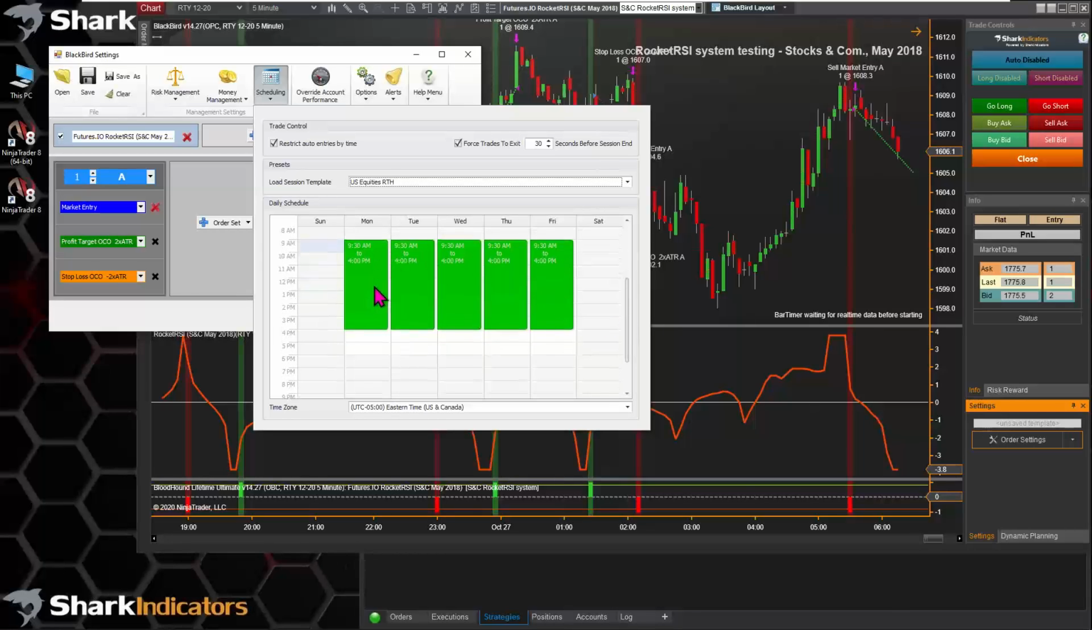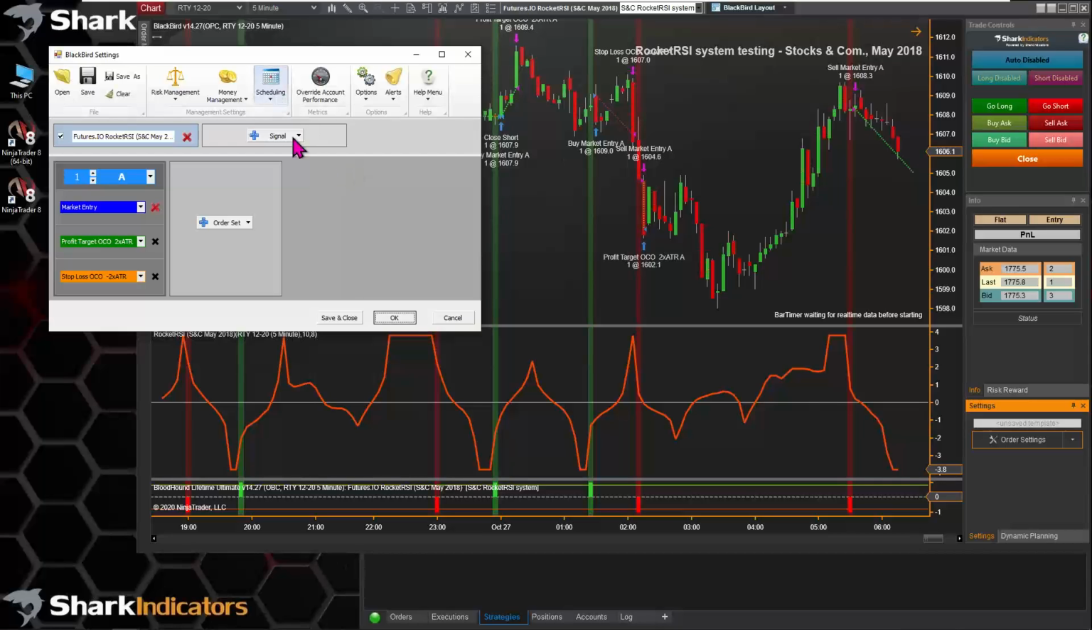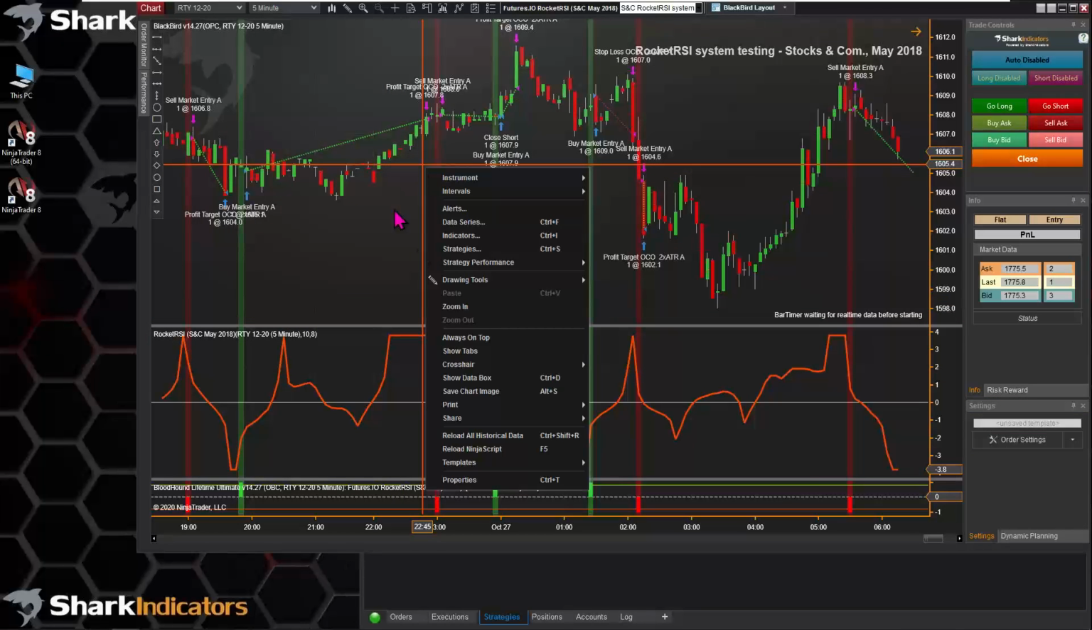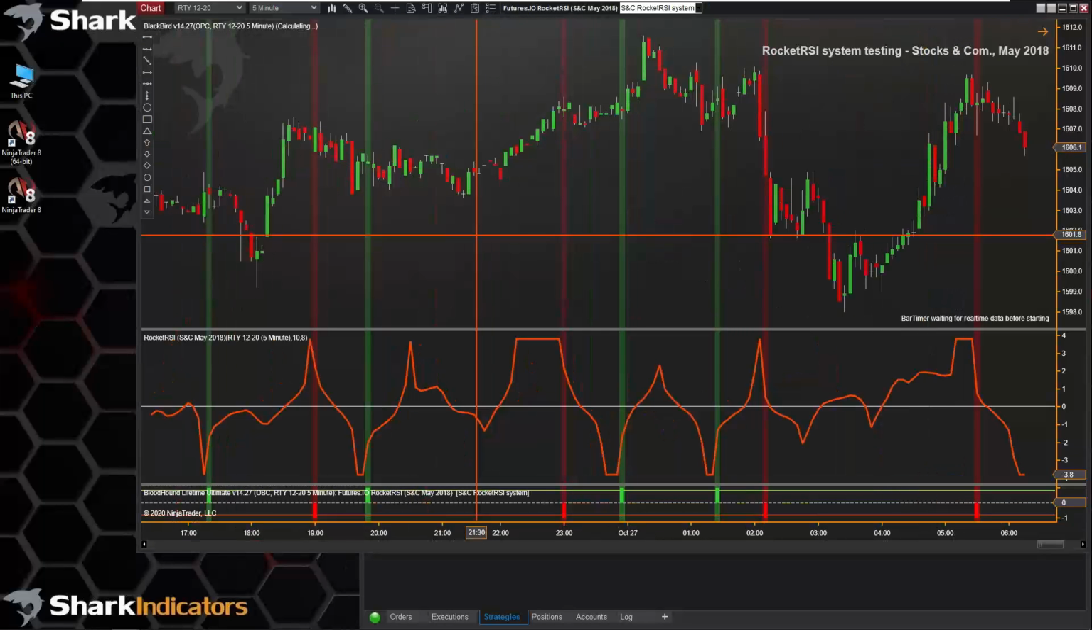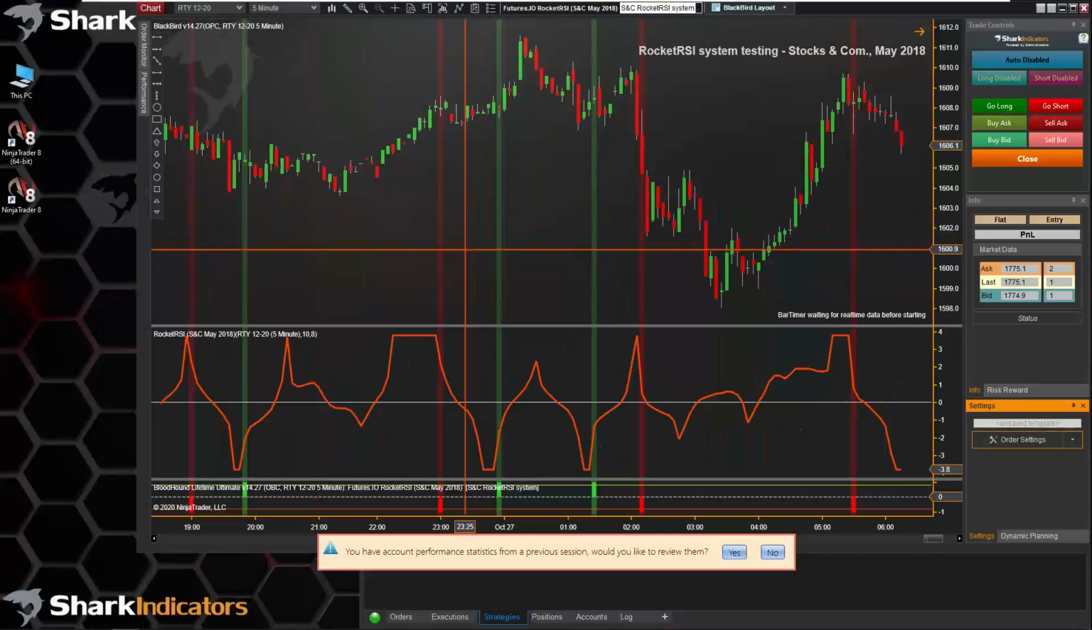All right. And so this green block tells Blackbird when it's allowed to enter a trade. And then we also have this force trades to exit as well, so that our trades are closed out by the end of the day, or at least by the end of this block of time here. Let's just set that to 0 there. So, all right, there you go. There's another iteration. And now I can just go reload the chart again, and NinjaTrader will generate another set of backtest results.